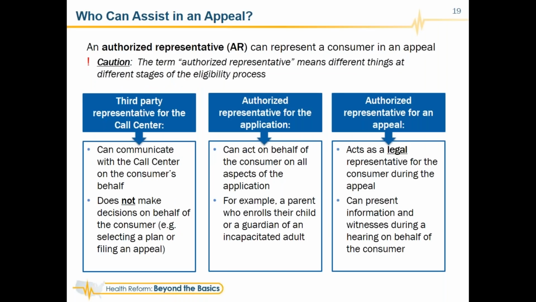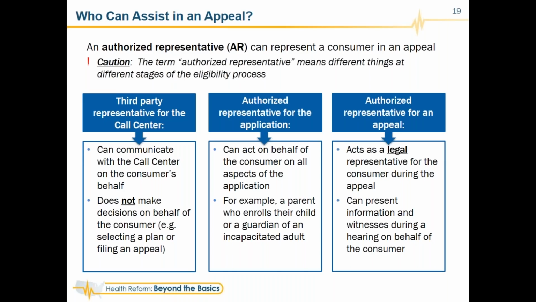So one of the questions that we get an awful lot, and I think has proven very confusing for a lot of people, is who can assist in an appeal and what does assistance mean? Many of you are probably familiar with the term authorized representative. Part of the problem is that we use that term in a couple of different situations, and it can mean different things at different stages of the eligibility process. Someone who helps a consumer call the call center and apply over the phone or troubleshoot an application is usually called a third-party representative. That person is really helping a consumer and not making decisions on behalf of a consumer. That's usually where assisters, navigators, and certified application counselors fall.